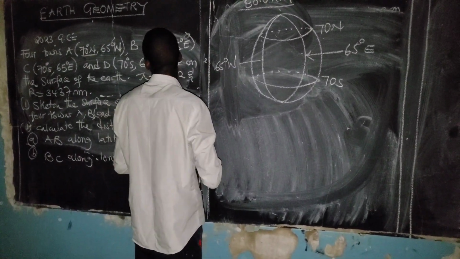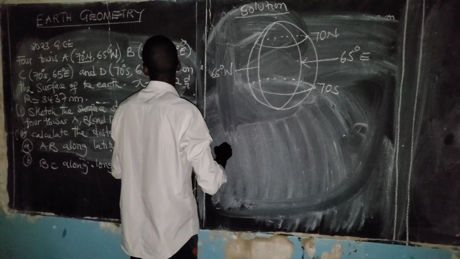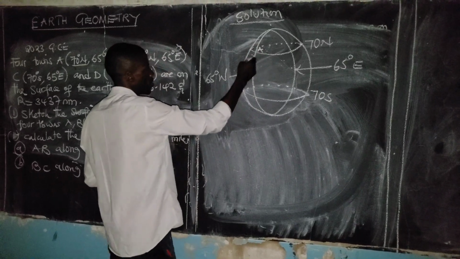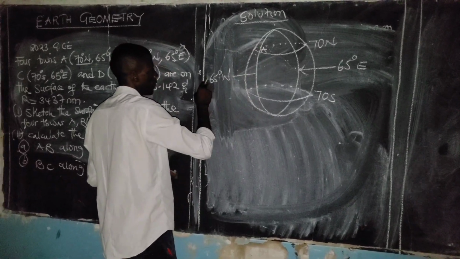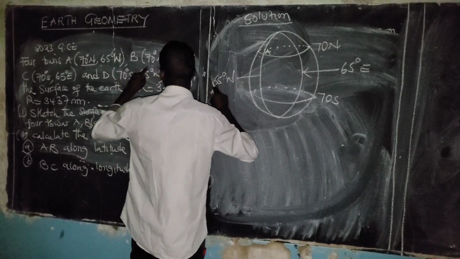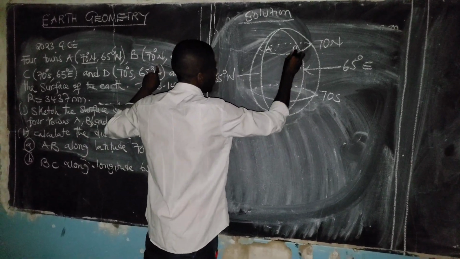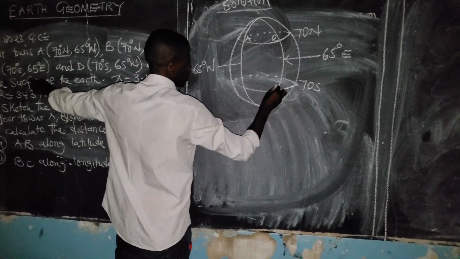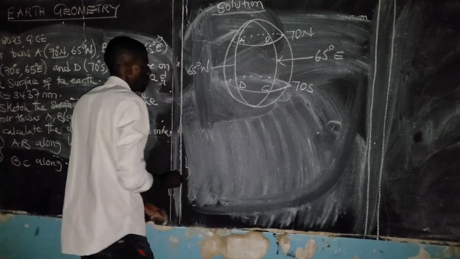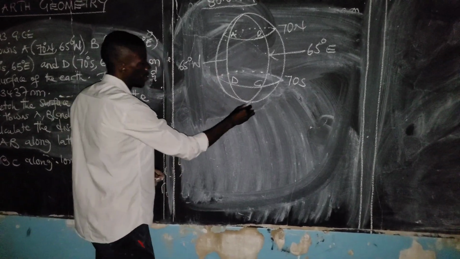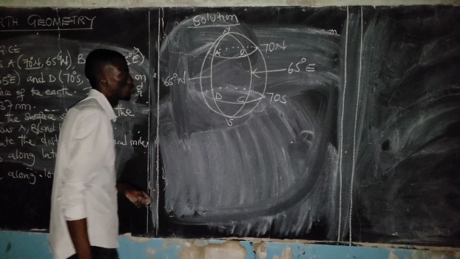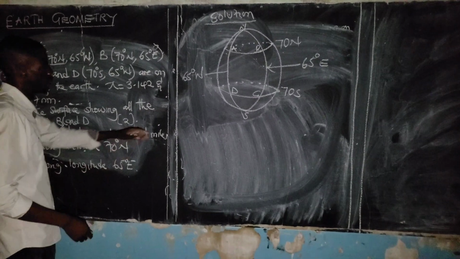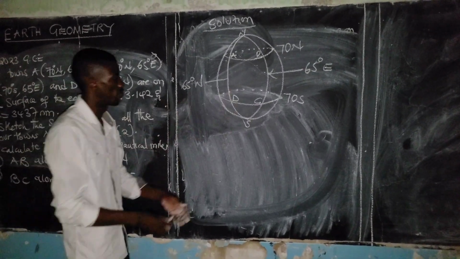Then I come and start putting my points. My point A is 70 north, 65 west. My B is 70 north, 65 east. My C is 70 south, 65 east, which is here, and D definitely comes in there. So what I've done there is I have sketched the surface of the earth, showing all the 4 points. Okay, that carries 2 marks.